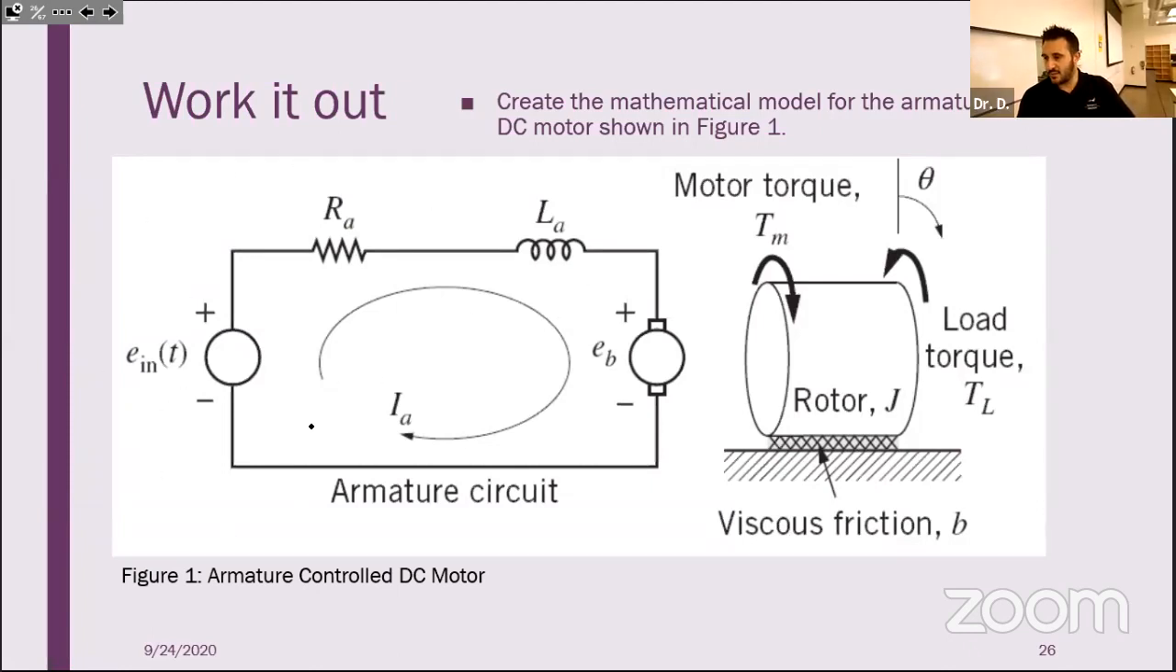Okay, well, break it into pieces, right? You've got a circuit on one half, and you've got a rotational mechanical system on the other. Just do it as two separate pieces and see what happens, right? See what happens.